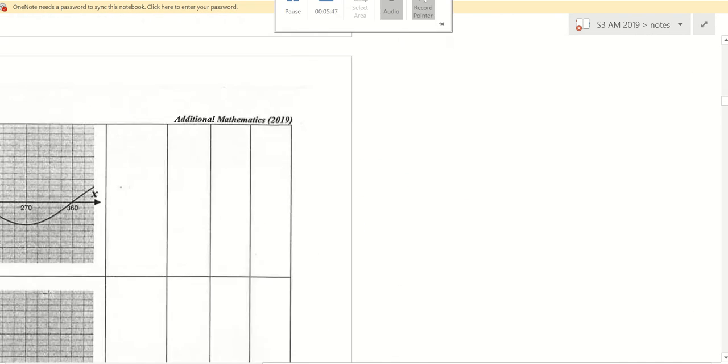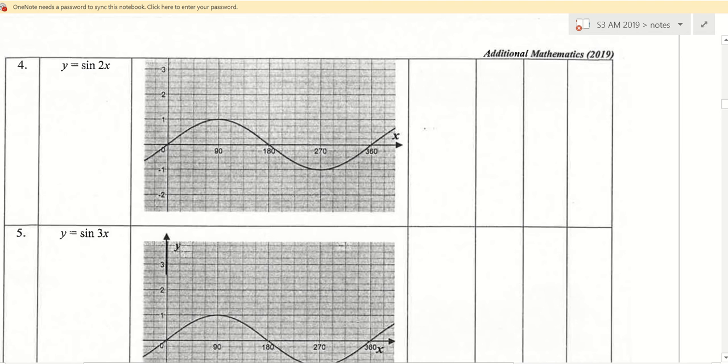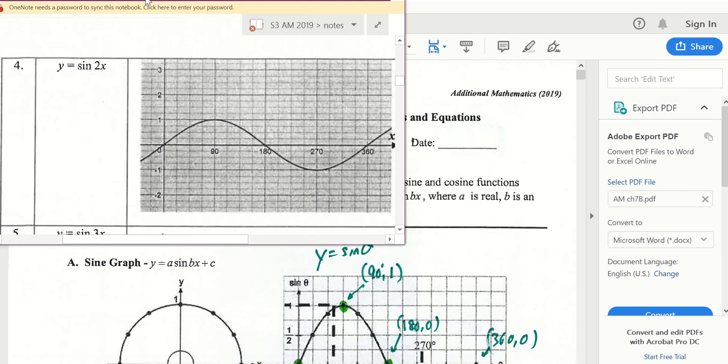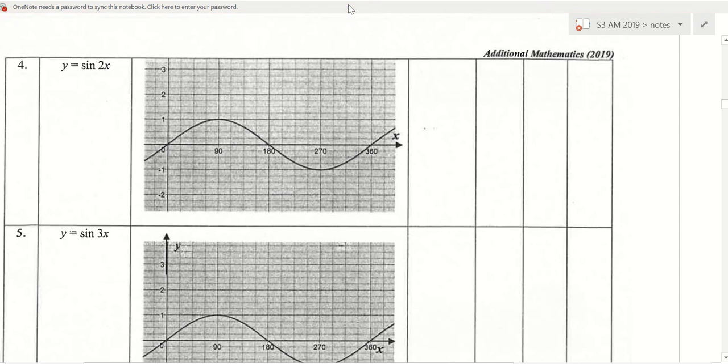Now let's scroll down. Now the number in front changes, right? Previously the number was in front of the sine. Now the number is inside the angle. Now it becomes 2x. So what will happen? This graph here is still y equals sine x. You may want to write down, this graph still refers to y equals sine x.